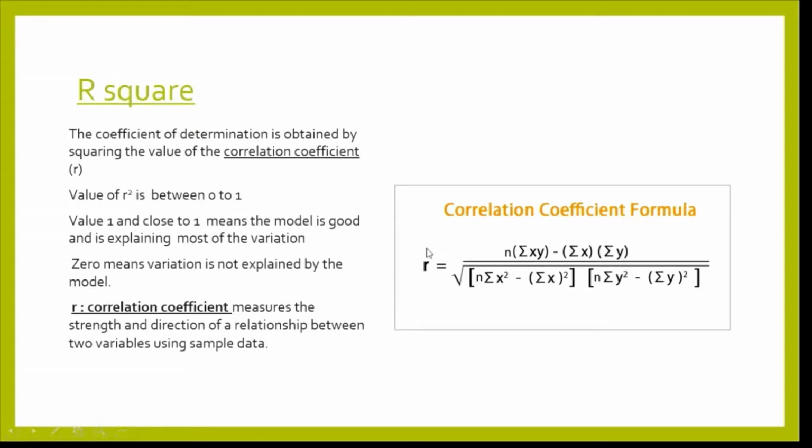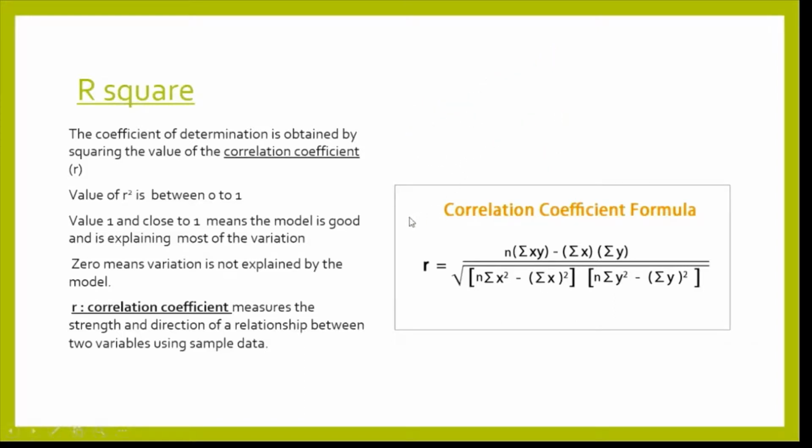Now this R square value is between 0 and 1, and if it is close to 1, this means the model is explaining most of the variation, and if it is 0 or close to 0, that means it is not explaining the variation. Now suppose the R square value comes to 0.85, that means my model is explaining the variation well. It is capturing 85% of the variation.